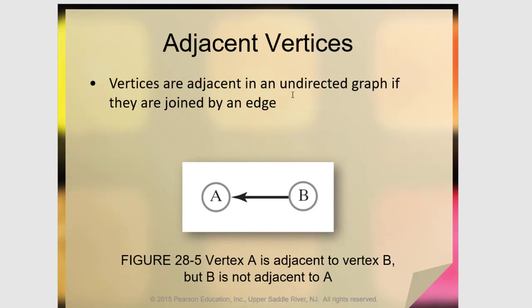Vertices are adjacent in an undirected graph if they're joined by an edge at all. But in a directed graph, we would say that if you have an incoming edge, you are adjacent to the node from which you were coming in. So vertex A is adjacent to B, but B is not adjacent to A. So if you can get to A from B, then we say A is adjacent to B.